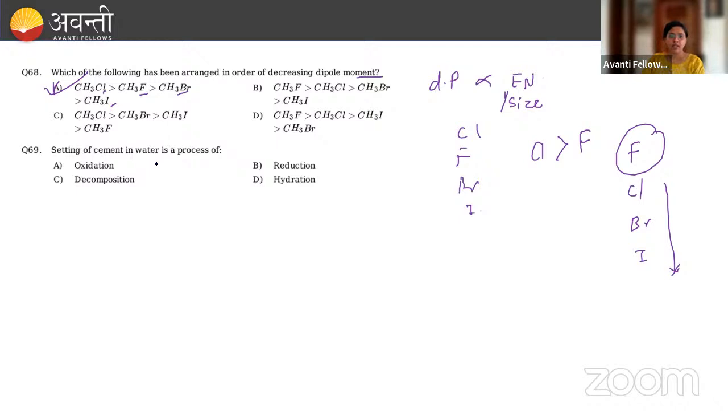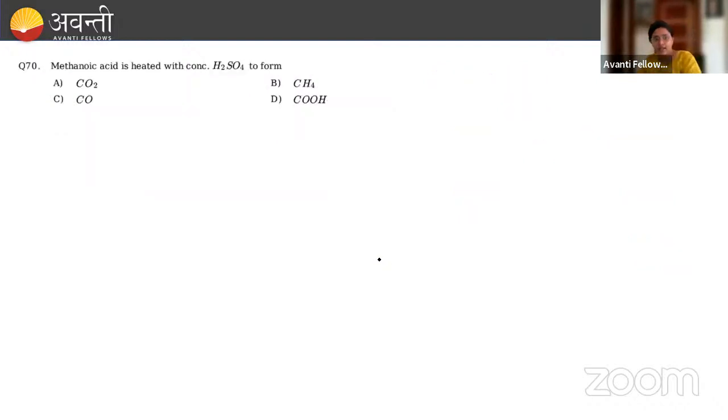Next, setting of cement in water is a process of oxidation, decomposition, reduction, or hydration. Yes, it is the process of hydration. Next. Methanoic acid is heated with concentrated H2SO4 to form what? So here, write the methanoic acid structure. HCOOH heated with H2SO4, you will get CO.